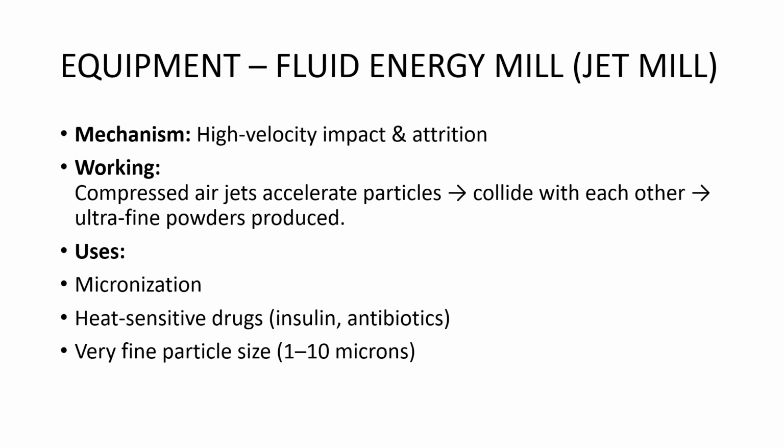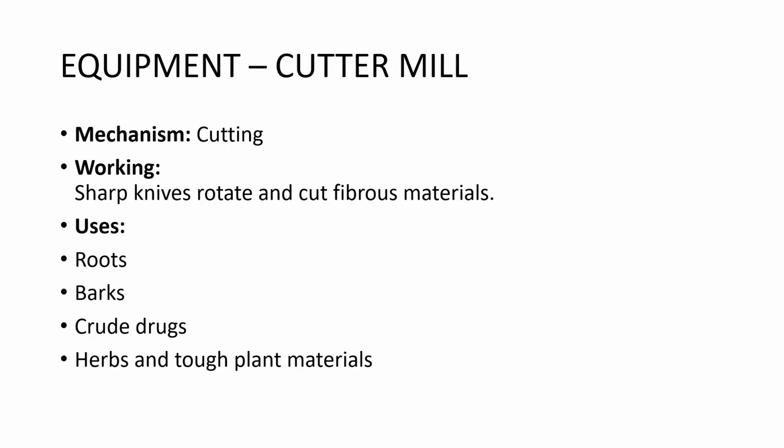Now let's discuss the cutter mill, commonly used for fibrous material. The cutter mill works by cutting the materials using sharp knives. It is ideal for fibrous substances like wood, bark, and herbal materials.